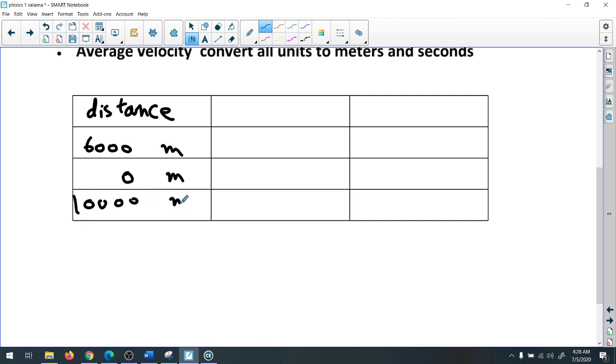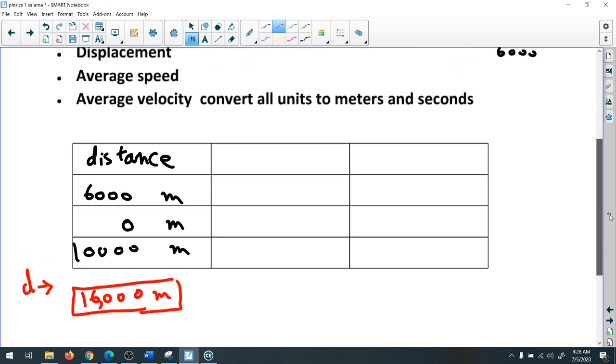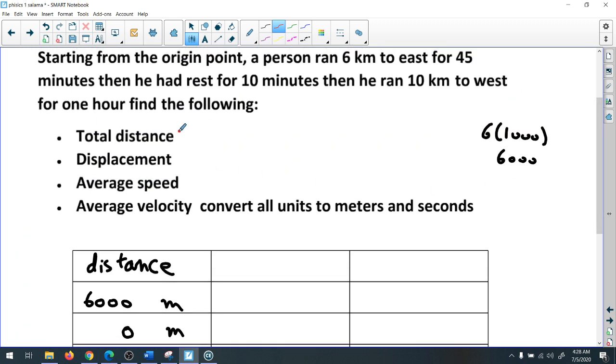It's 10,000 meters. If you want to find the total distance, you add all of it. So it's 16,000 meters. The whole trip is 16,000 meters. So the first part of the question is 16,000 meters.